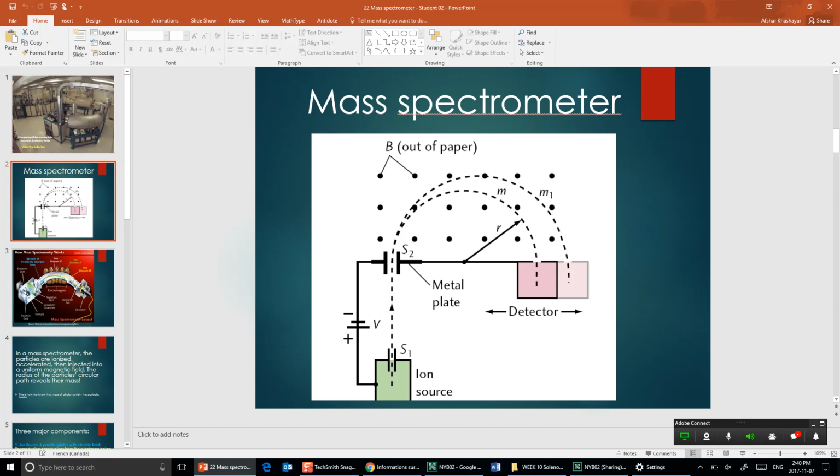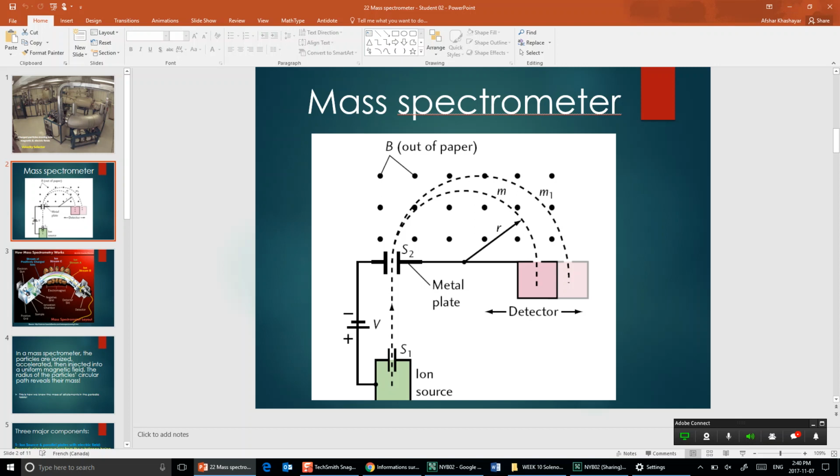And then finally, once you're out of region two, you're going to be in this region called region three, which is a tube that's curved like this. And at the end of this, there's going to be another slit, another hole. With a detector here.